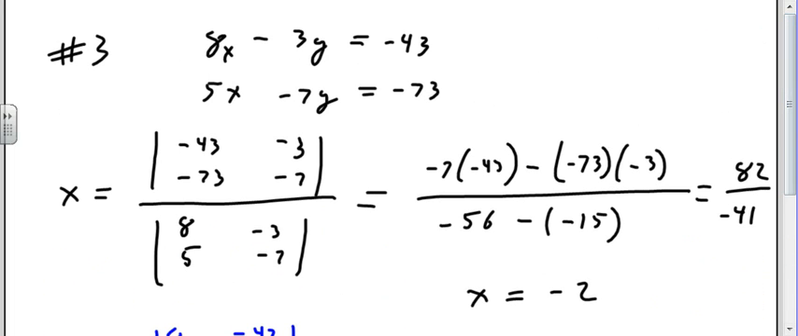Come back up and check. If x is minus 2 and this guy is 9, that's minus 27 minus 16, which is 43 with a minus sign. So the first guy checks, the second guy is going to check too. There's no reason for me to do that.